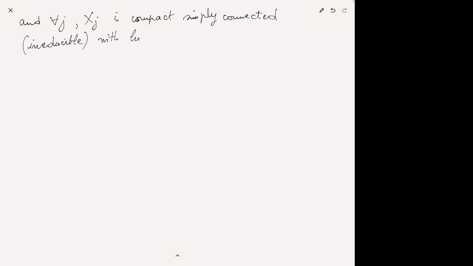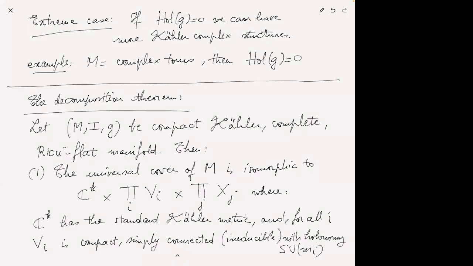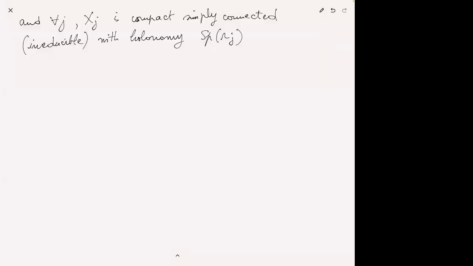And for all J, X_j is compact, simply connected, again irreducible, in parentheses, because that follows from the description of the holonomy, with holonomy Sp(r_j) for some r_j, sorry. And that should have been, did I put m_i here? Yeah, I did. Okay, so the holonomy groups are of the type SU here. And for these, they are of the type Sp, which means these are hyperkählers, right? Because the holonomy is Sp of something. So that's the description of the universal cover.